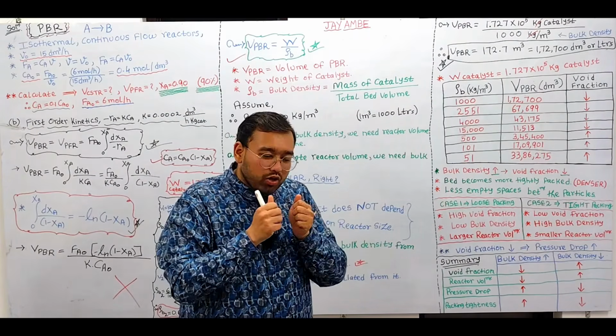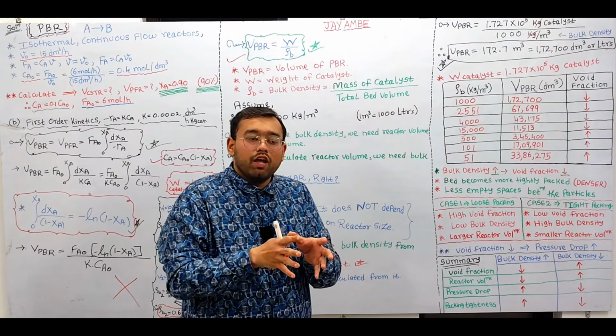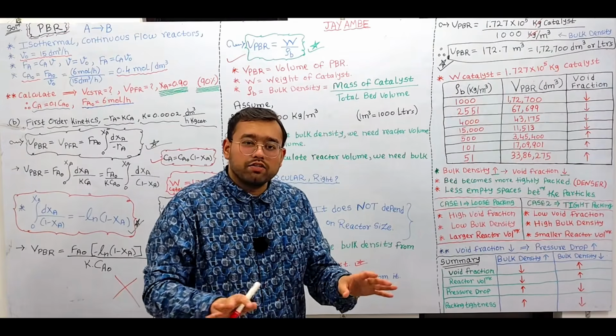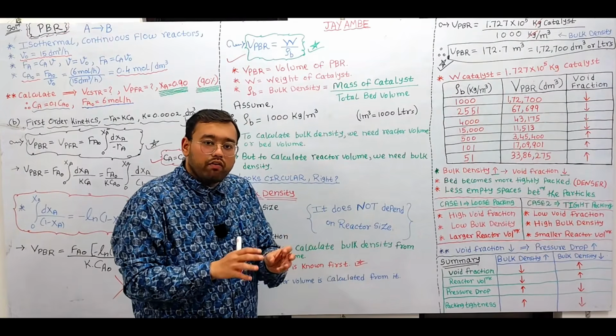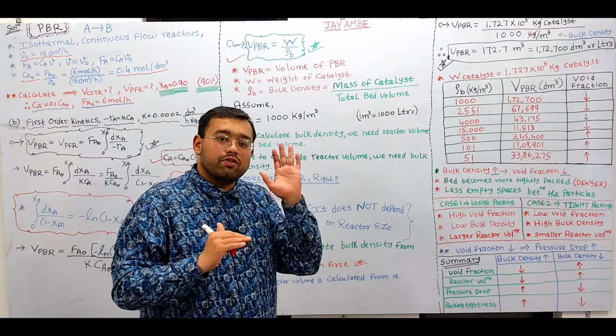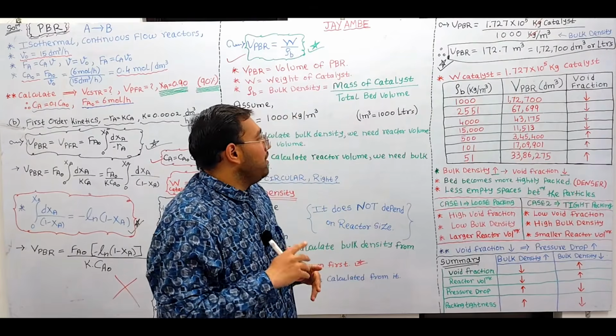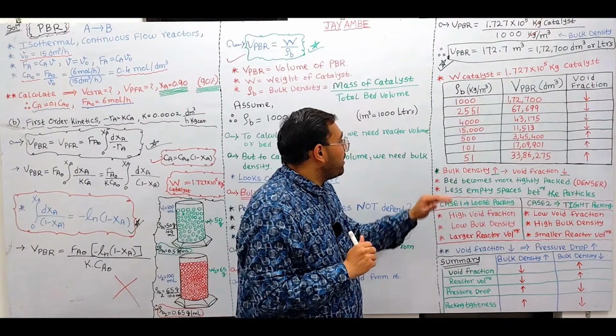Critical point, right? Which means we are tightly packing the solid catalyst, so the bed becomes denser and denser, due to which the void fraction will decrease, and there will be an exponential increase in the pressure drop. Okay, I hope you have understood.